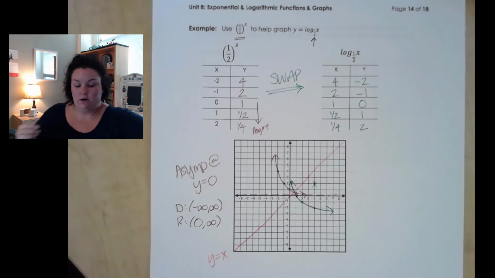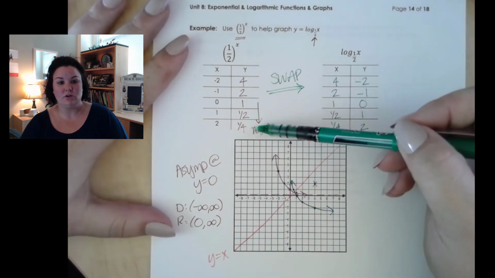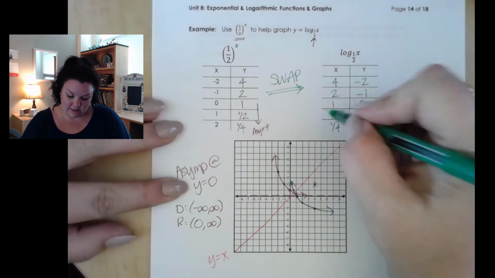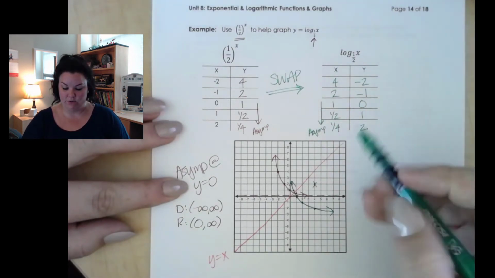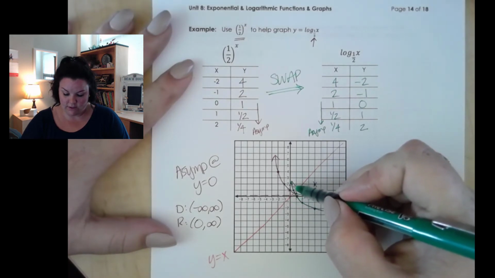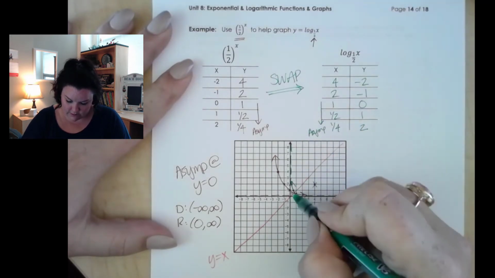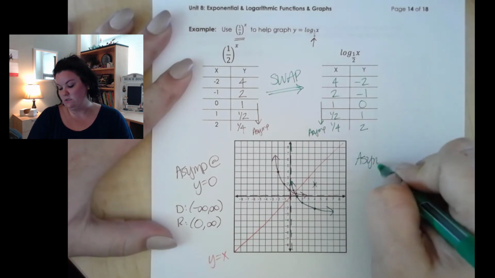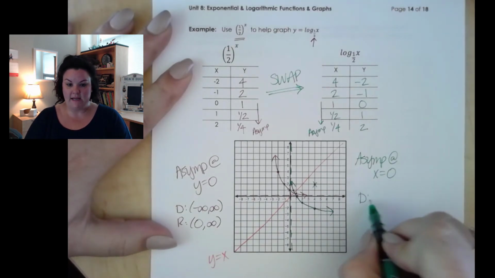So our y's were getting smaller and smaller and smaller on our exponential, which gave us a y asymptote. This time our x's are getting smaller and smaller and smaller, which is going to give us an x asymptote. So notice these x's are getting closer to this x value of 0, which is at our y-axis, right? So we're going to say this gives us an asymptote at x equals 0, which is going to affect our domain, right?